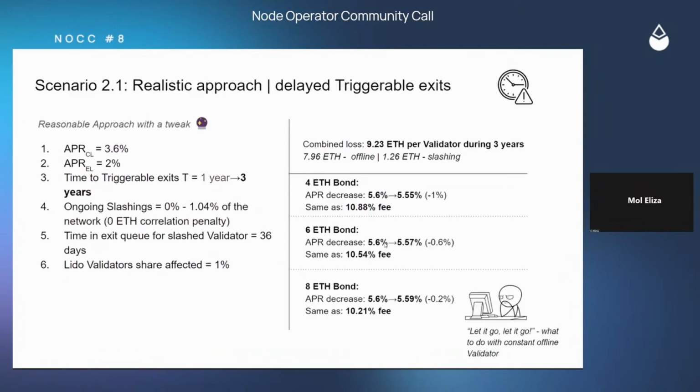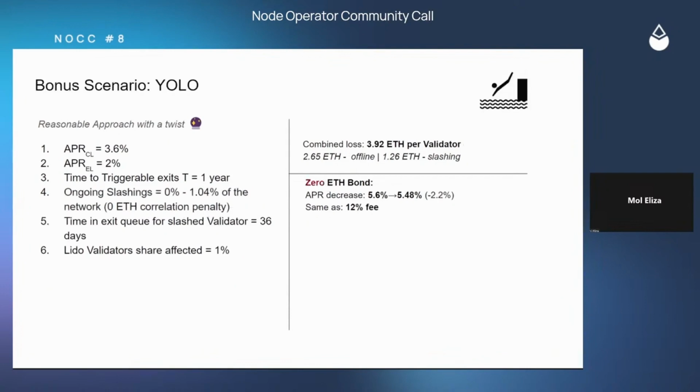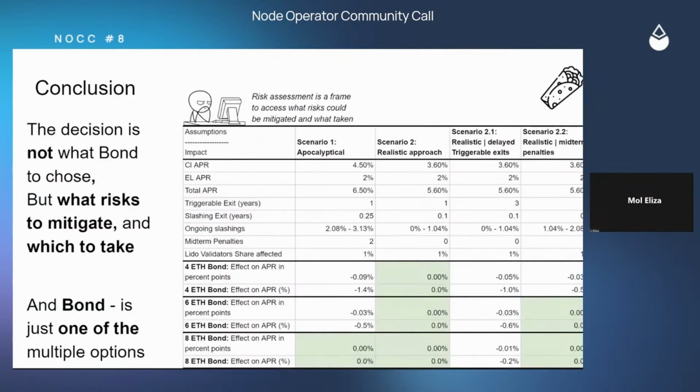There are multiple different scenarios with tweaking some parts. For example, if triggerable exits would come only in 3 years and it's really impactful, or when the midterm penalty would actually appear, for example some Sybil attack, if we want to protect from some Sybil attack. We could even consider this effect if we go with a zero bond, because again, it's a framework, a tool to evaluate the risk. But I'll move to a conclusion that is pretty simple.